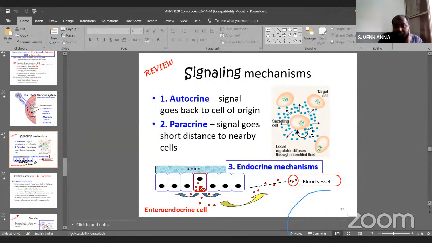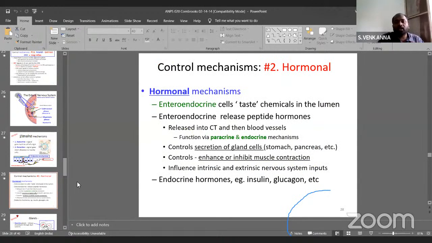So then short and paracrine. This is the paracrine movement. So the endocrine mechanism: blood vessels and lumen, blood vessels and endocrine cells, the blood cell. So this is the mechanism, the process of controlling cell signals and lumens. The control mechanism too, hormones mechanism.